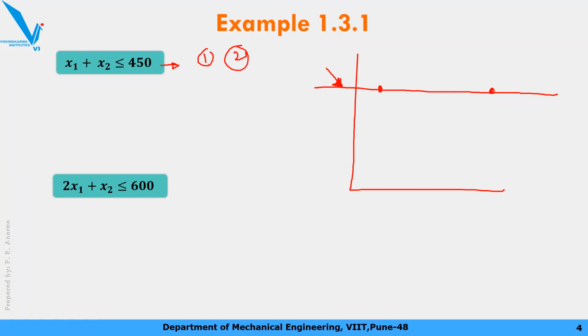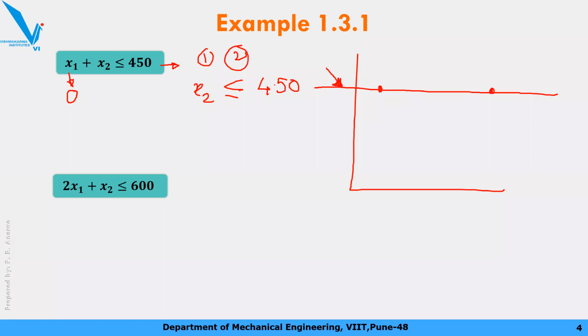So how to reach these 2 points? First, let's assume x1 equal to 0. What will happen? We'll get the equation x2 less than or equal to 450.